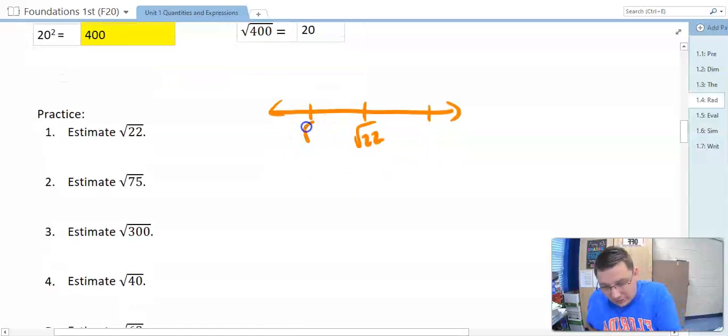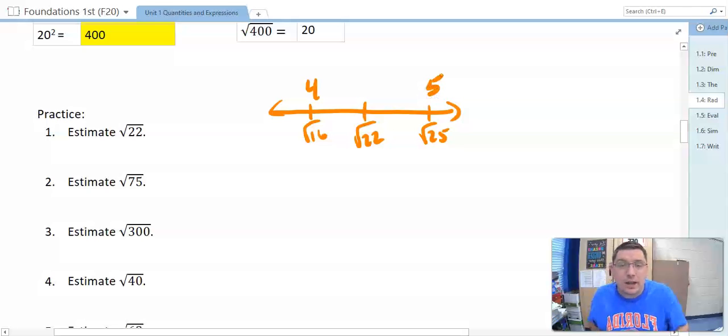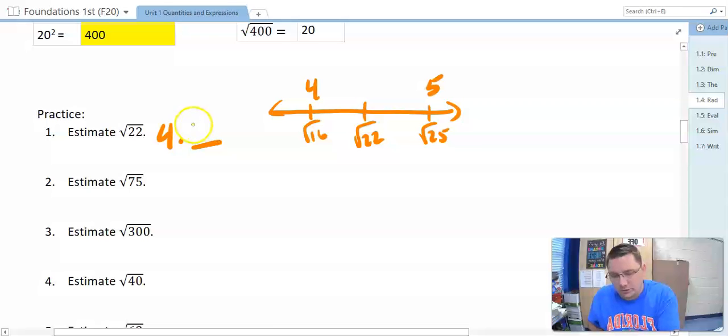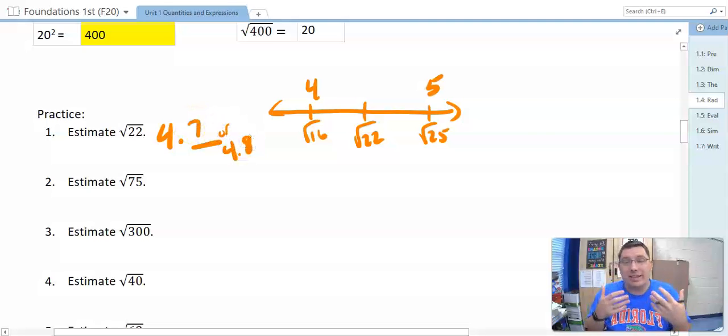And so I'm going to get the square root of 16 here and the square root of 25 here. And so this falls between what values? Well, square root of 16 is 4 and the square root of 25 is 5. So that means the square root of 22 is 4 point something. Now, we can estimate a little bit if it's closer to one end or the other. The biggest thing to know is is it closer to 4 or is it closer to 5? This is going to be closer to 5. So this is going to be like 4.7 or 4.8 if we were to go to our calculator.